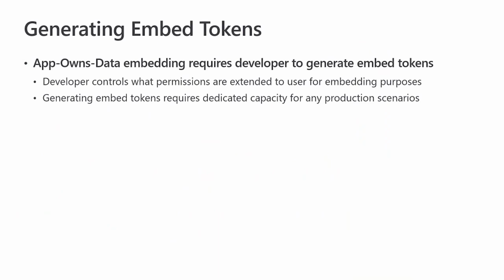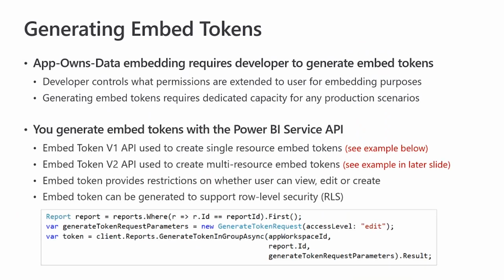So the idea is that when you generate embed tokens, you have to decide what type of permissions, what type of resources to extend to that particular user. The other thing is generating embed tokens in production requires dedicated capacities. So you can use an A SKU, an EM SKU, or a P SKU. For development, you can work in a shared capacity, but the idea is any type of production usage is going to require a dedicated capacity and not running in the shared capacity.